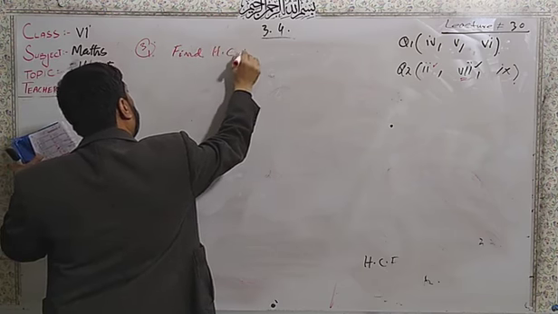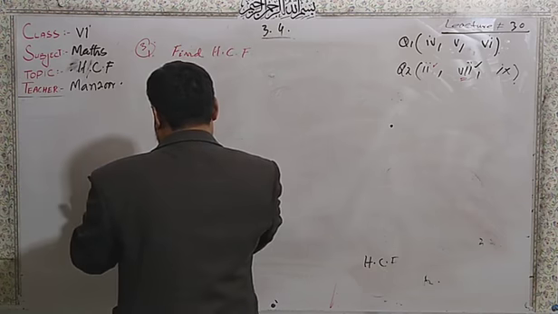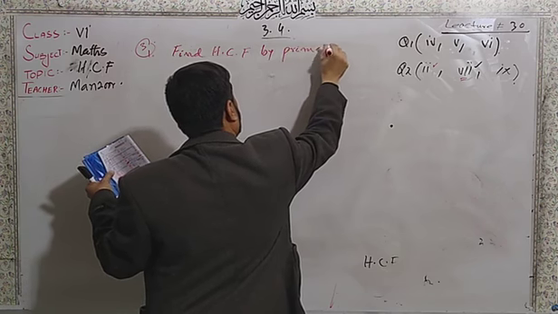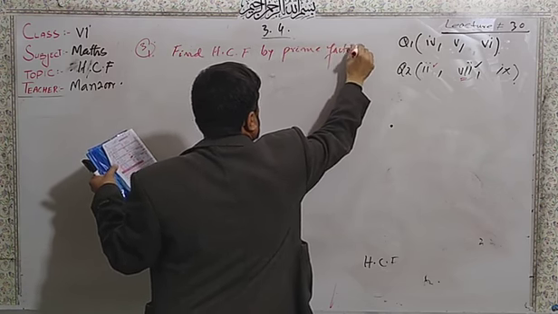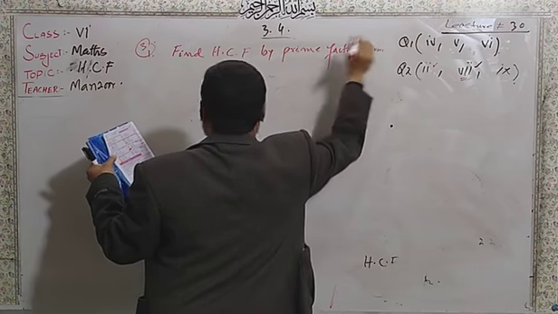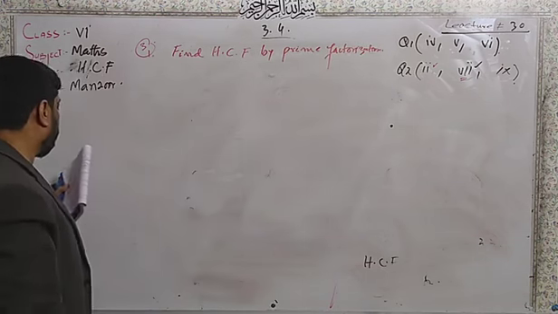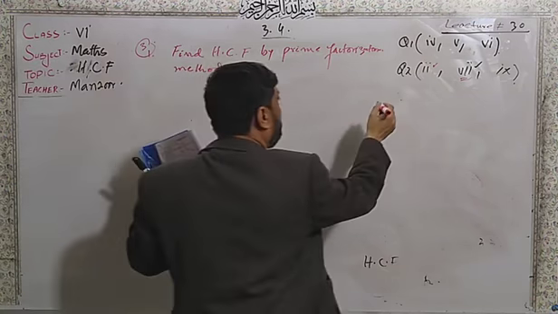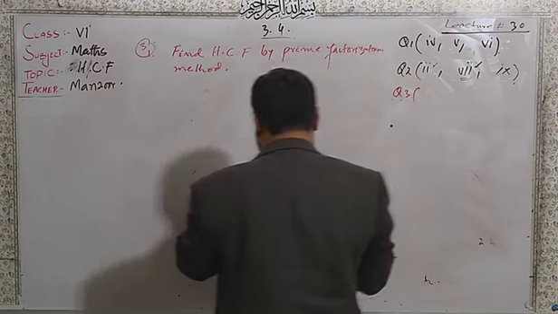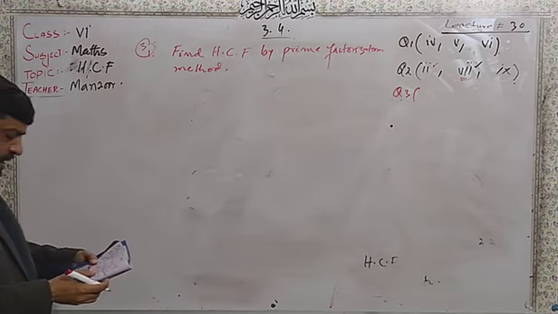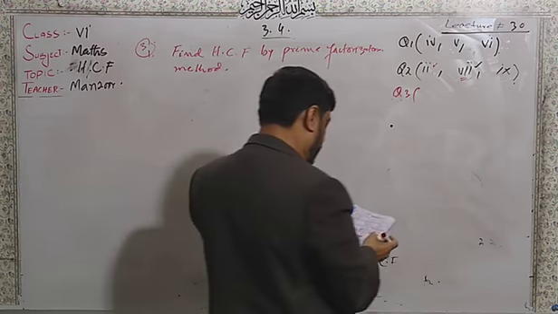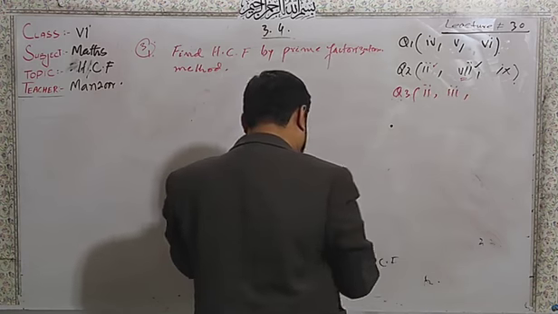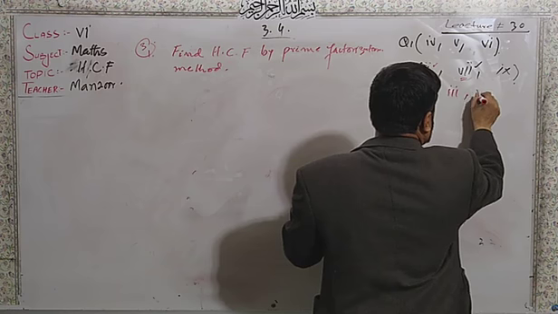Find HCF by the prime factorization method. Dear students, here in question number 3, the parts that we are to do are part number 3 and part number 2, that is 8 and 9.